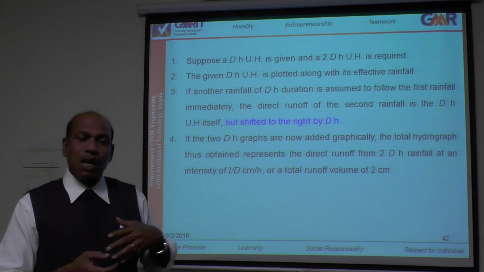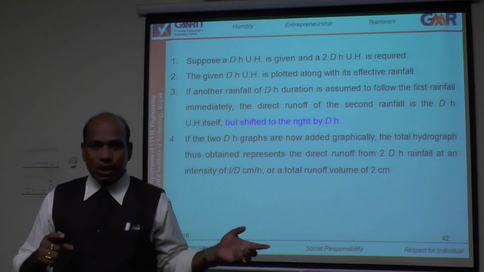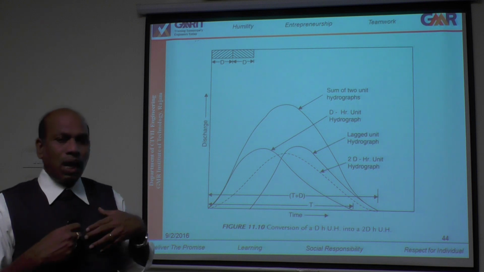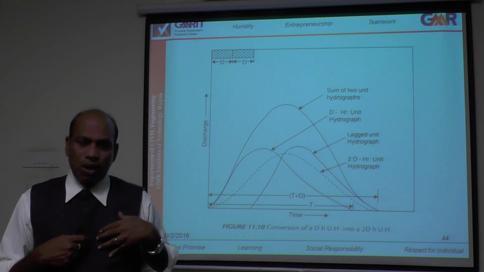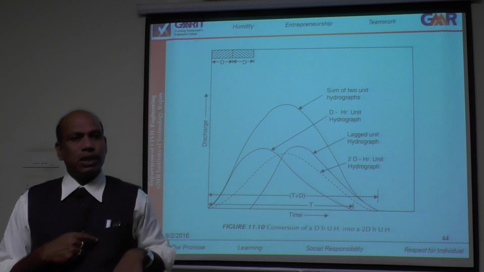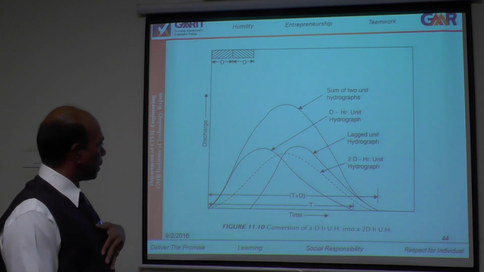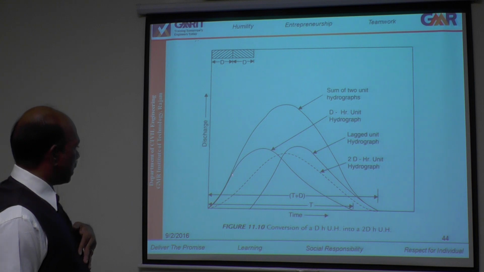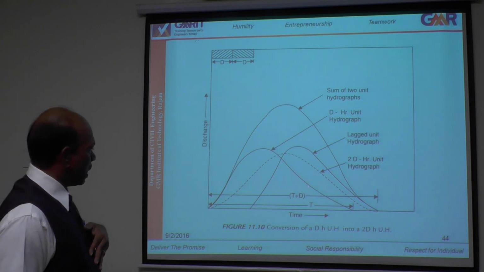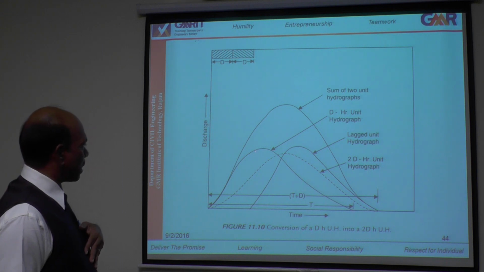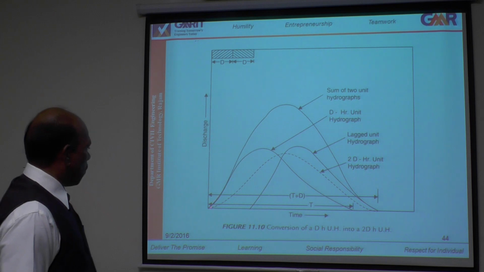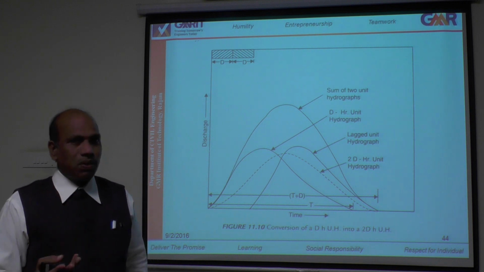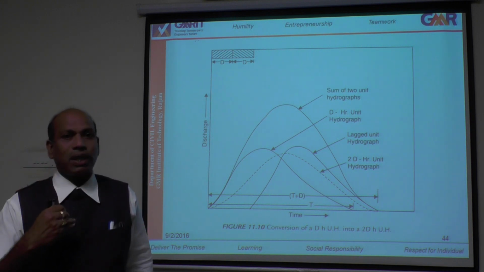So here, how to construct the 2D hours unit hydrograph by using the D hours unit hydrograph. This is the procedure. We know the unit hydrograph ordinates, for example, the D hours unit hydrograph ordinates, that is base period as well as discharge ordinates. Please see the board here. This line represents the D hours unit hydrograph. This is the given data. They have given only the D hours unit hydrograph.